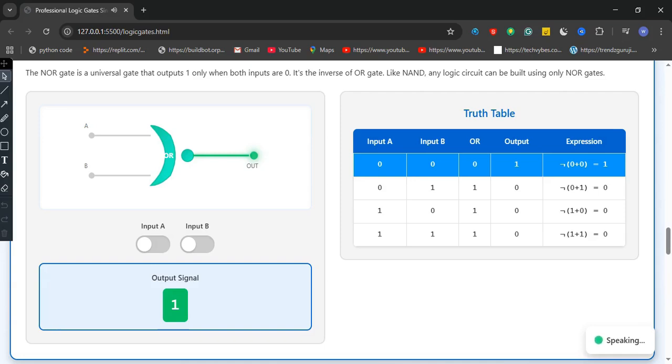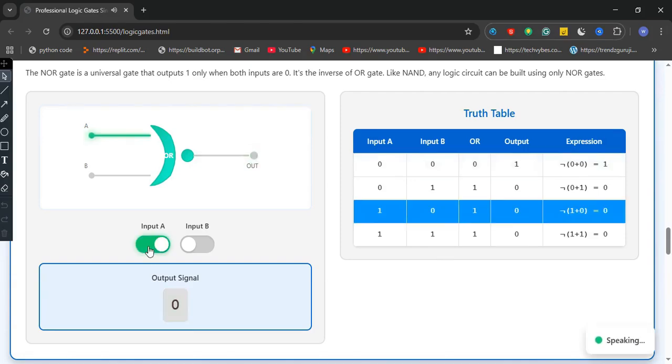Like NAND, NOR gates are universal and can create any logic function. The truth table shows that only when both inputs are 0, the output is 1. When either input is 1, or both are 1, the output is 0. NOR gates are used in memory circuits, static RAM cells, and as universal building blocks for digital systems.